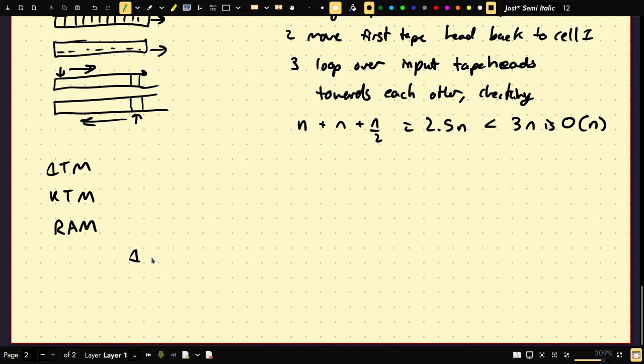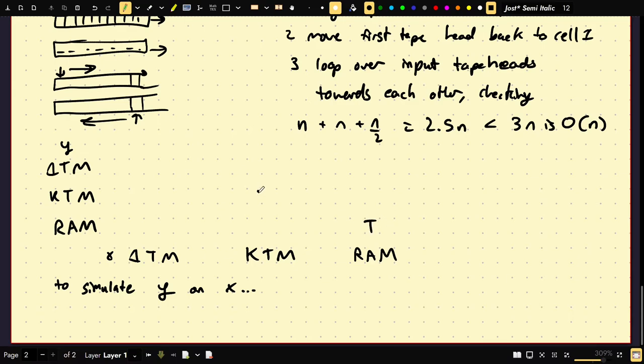So why don't I just make the table for this? Say this is Y, and we'll say this is the X row. To simulate a Y on X, first off, if the RAM model takes T steps, you can simulate it on the RAM model in T steps. This is going to be obvious. To simulate a 1TM tape on a KTM tape takes T steps. To simulate a KTM tape on a 1TM tape actually takes T squared. To simulate the RAM model on the K-tape Turing machine is going to be like T squared. To simulate the K-tape TM on the RAM model is like T log T.